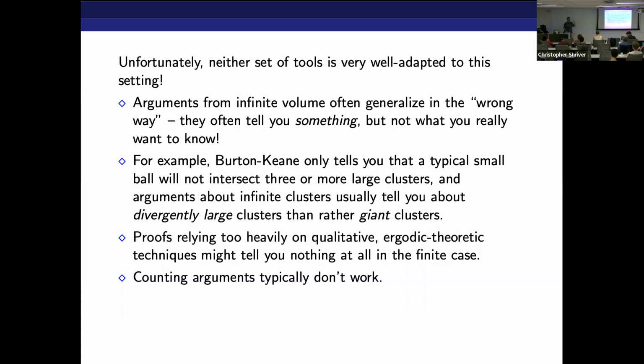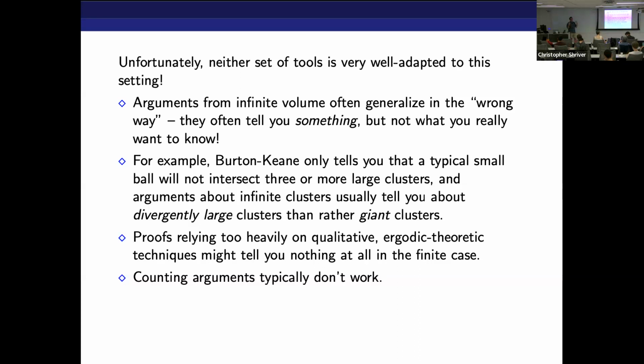And then there are clusters that are merely divergently large. And the thing is that the infinite graph arguments tend to tell you stuff about divergently large clusters rather than giant clusters, which is usually not what you want to know about. And even then, for example, we saw that if you take the Burton-Keane proof and you try to run it, you get some information, or the Aizenman-Kesten-Newman one is actually better quantitatively.